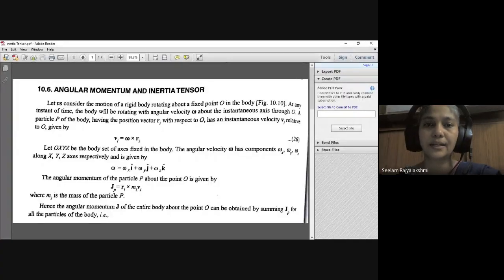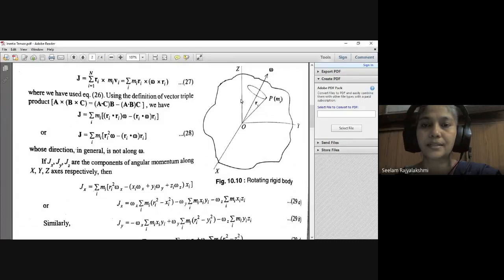Now here, let us consider a rigid body, a rotating rigid body, moving with the angular velocity omega about a fixed point O. Let us consider a rotating rigid body, and this body is rotating with angular velocity omega about a fixed point O.